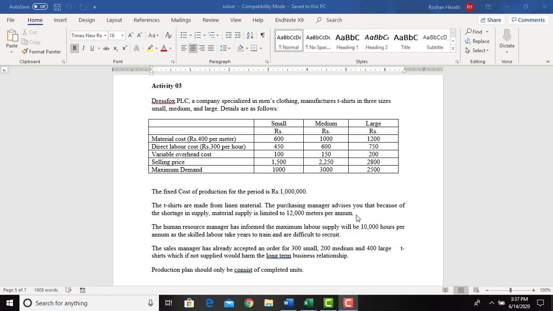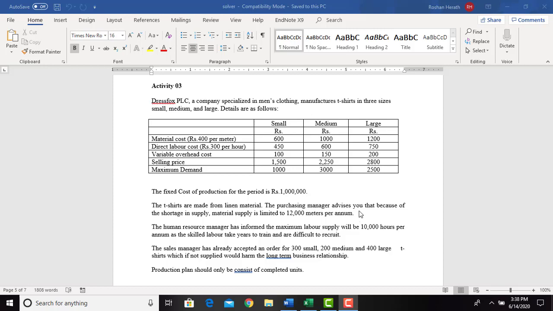The sales manager has already accepted an order for 300 small, 200 medium, and 400 large t-shirts, which, if not supplied, would harm the long-term business relationship. So in this question, there is a kind of minimum supply. When you are going to decide your product mix, you need to make sure that you provide 300 small, 200 medium, and 400 large t-shirts respectively. The production plan should only consist of completed units. That is, your product mix must be integer. So it is quite similar to what we had discussed earlier, and therefore this is quite manageable.